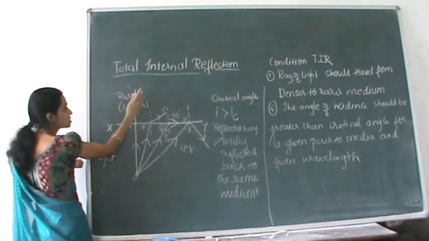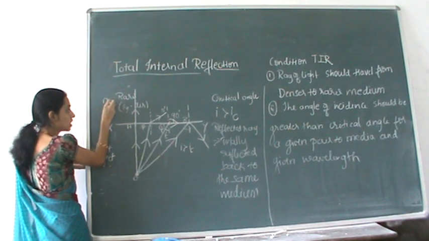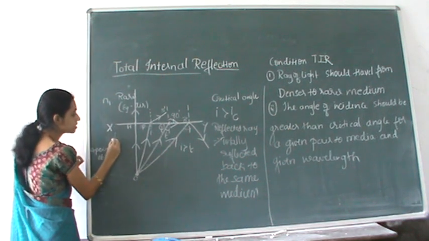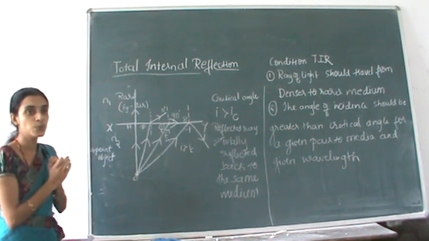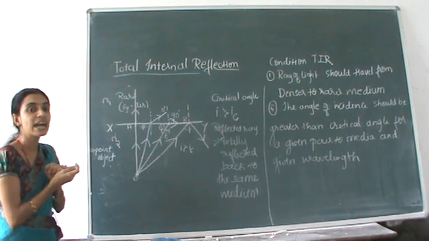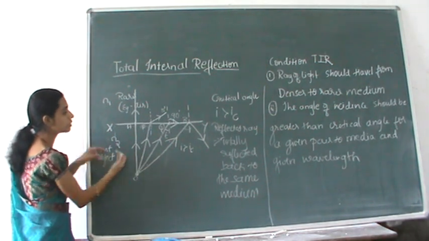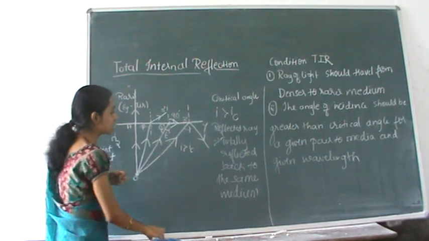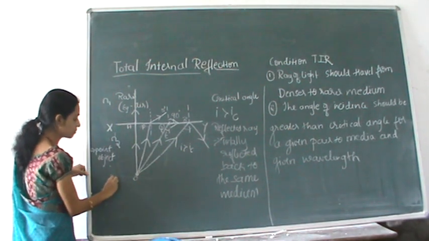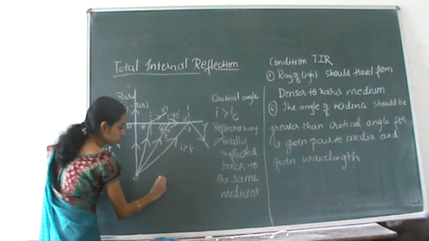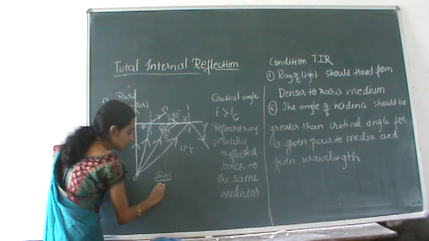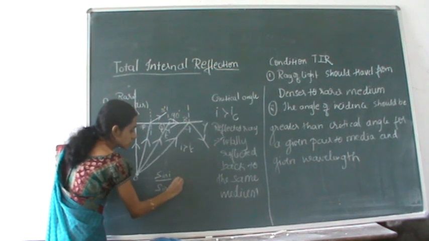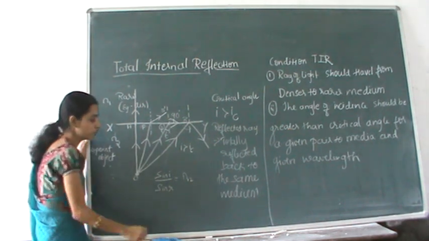I will take the rarer medium, that value as n1, denser medium as n2. Okay. Since our ray of light is traveling from denser medium to rarer medium, our ray of light is traveling from what? Denser medium to rarer medium. So the ratio sin i by sin r is nothing but n1,2. Okay.